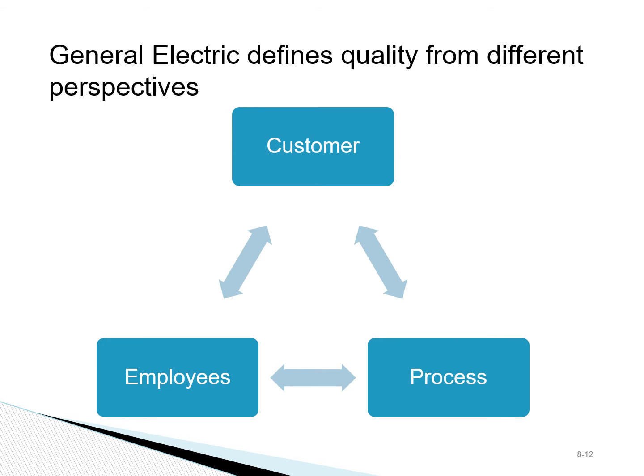General Electric, GE, defined quality from different perspectives, including those of customers, employees, and the processes in the company. For customers and employees, we can assess how well we are meeting their expectations through a feedback process. For processes, we need to identify ways that we can measure and improve the outcomes of the process so that the process consistently produces error-free outcomes.